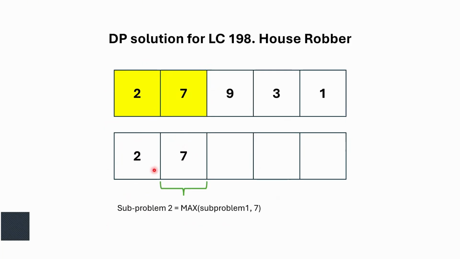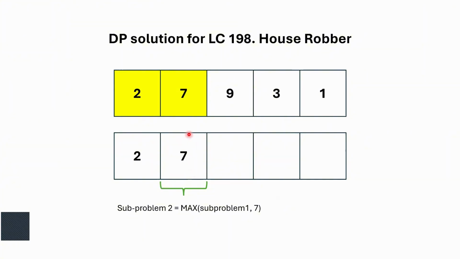So the next subproblem is, all right, we've previously computed the maximum amount of money that we can rob up to the first house, and now we're asking ourselves, what is the maximum amount of money that we can rob up to the second house? That means from the first house to the second house, like this yellow highlighted range of the array. And so the result will be stored in this cell.